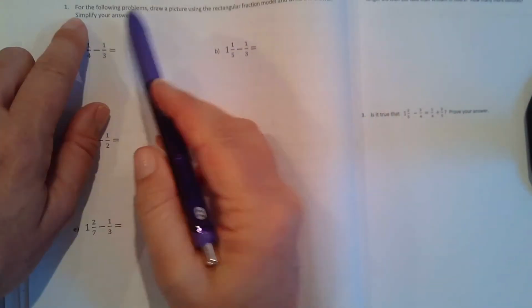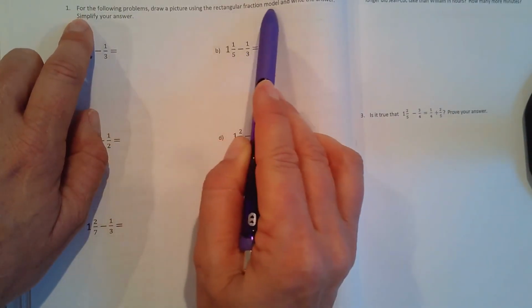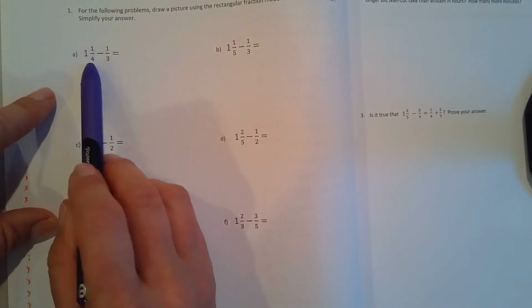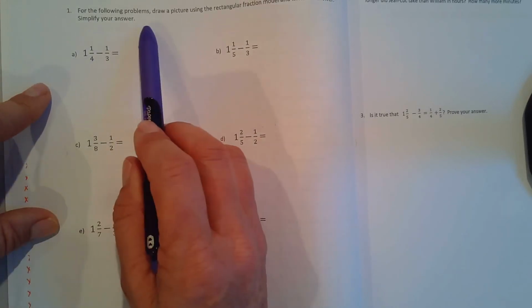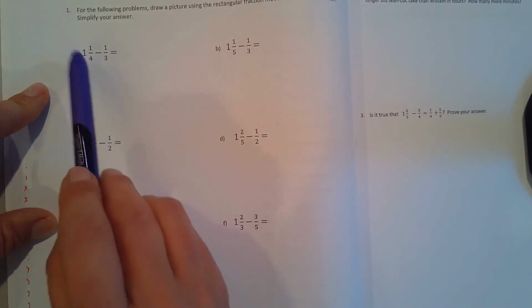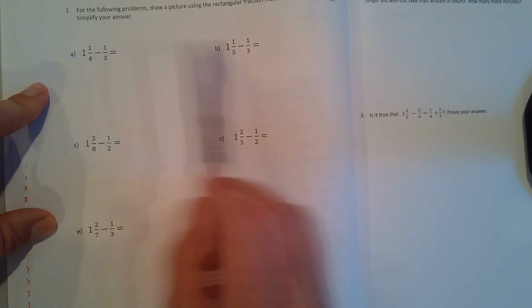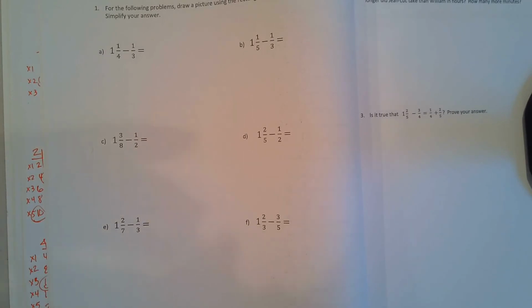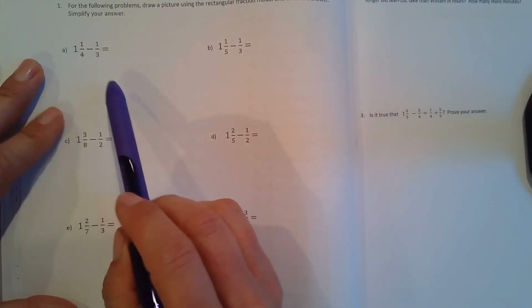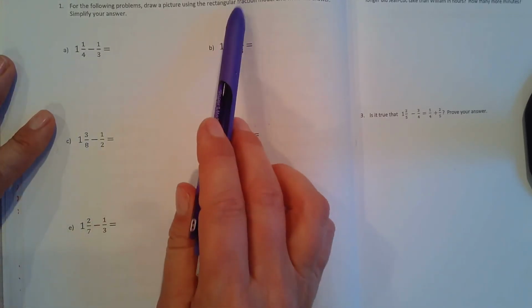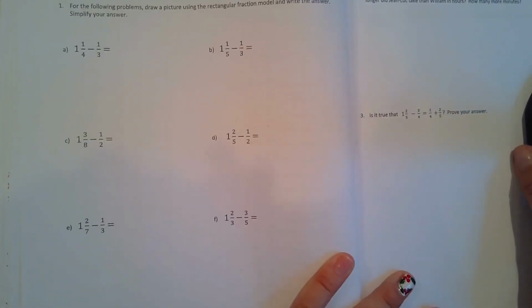Okay, so problem set. For the following problems, draw a picture using the rectangular fraction model and write the answer. Simplify your answer. So I would scoreboard. I would do exactly what we did. You can draw a tiny little rectangular fraction model. Why don't you just do the fraction models for 3, like A, D, E, or you choose. If you've got the hang of it and don't necessarily need to, just do the rectangular fraction models for 3 of them. And if you still need them, go ahead and continue to use them.